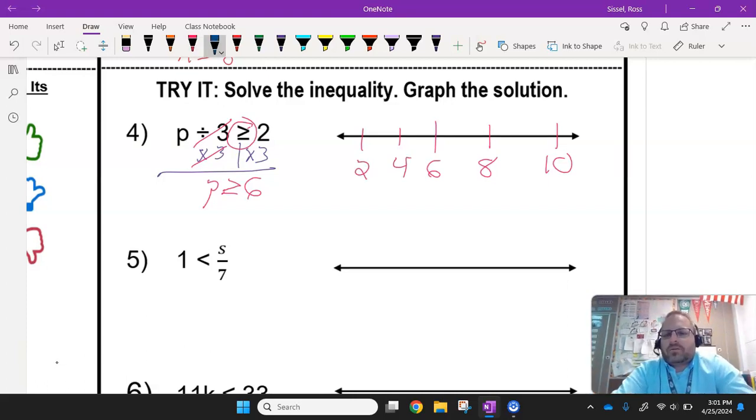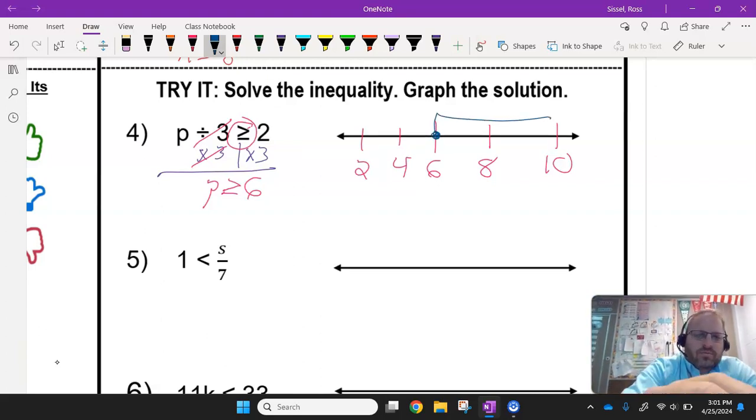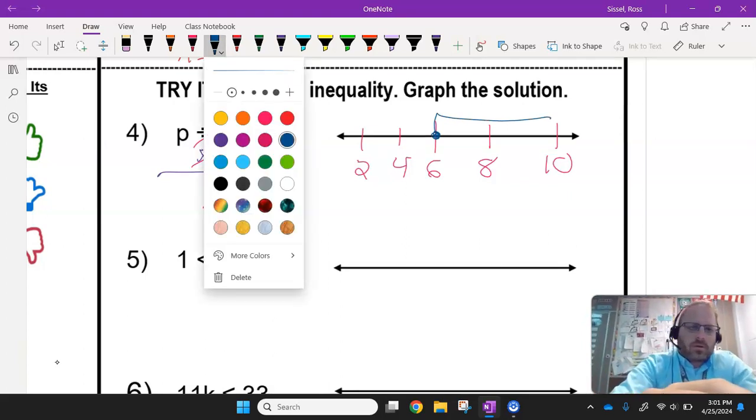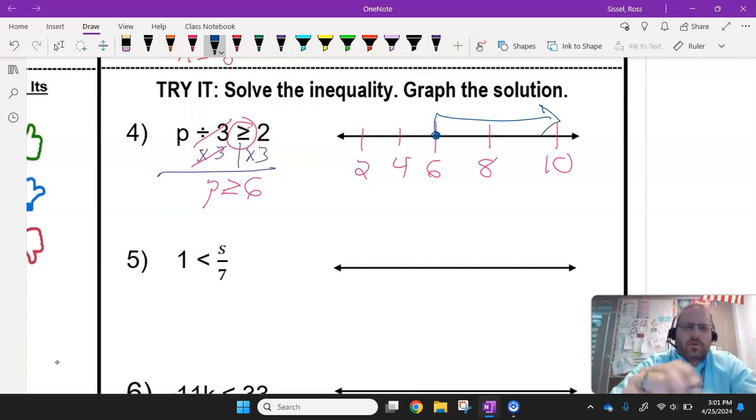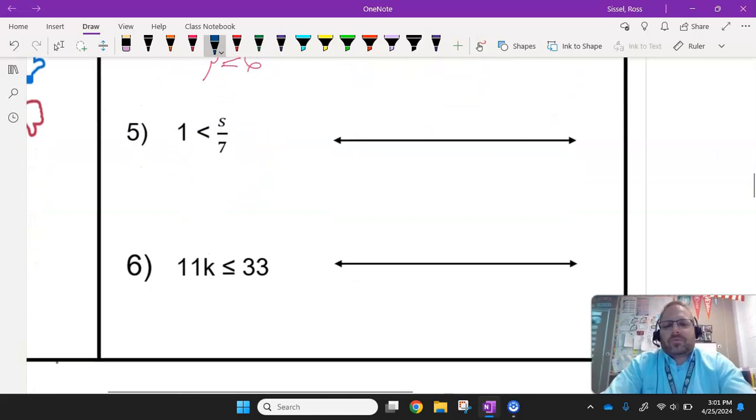Doesn't really matter. Now, we're going to use a solid dot since it's or equal to. And I need a number greater than 6, so we would graph to the right. There we go. Hopefully you understood that. Let's go to number 5.